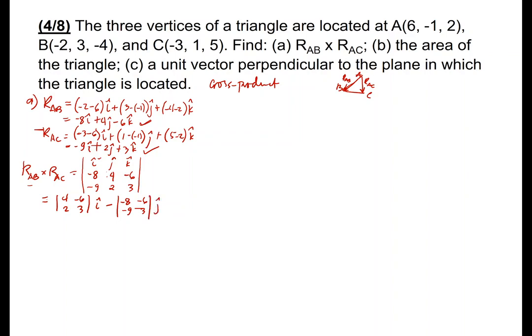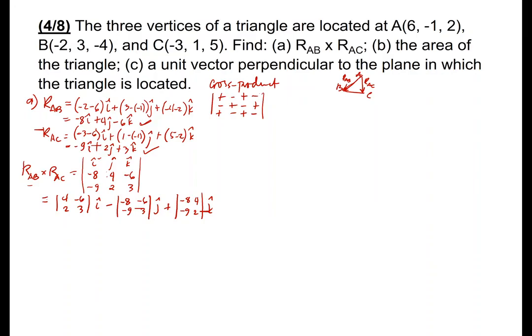Now you may ask why there's a negative sign here. I will discuss that after this. Then for k, you exclude the third column, so you have negative 8, 4, negative 9, 2. That's for your k. Now, why is it plus i, minus j, plus k? This is the pattern: plus, minus, plus, minus, plus, minus. The signs alternate, so the second one is minus. It follows this order.